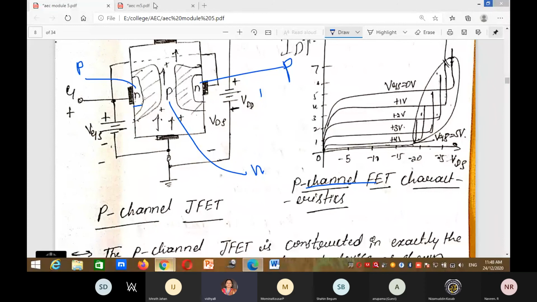First, you should know the symbols of JFET, BJT, and MOSFET, and the difference between the P-type and N-type FET.